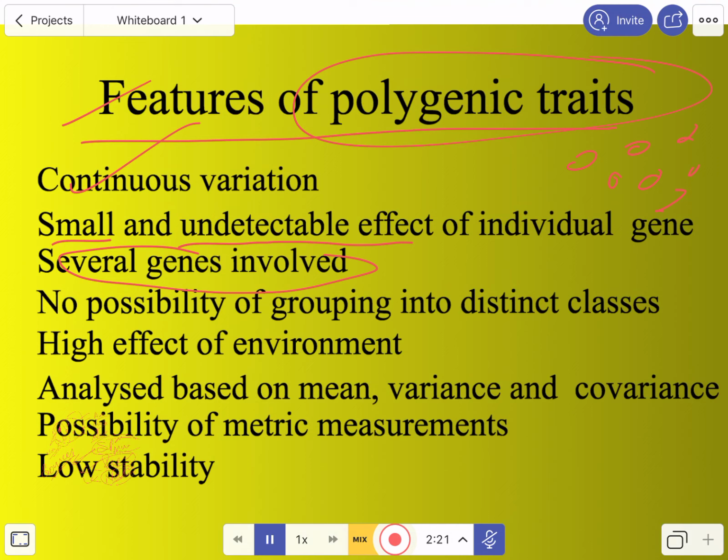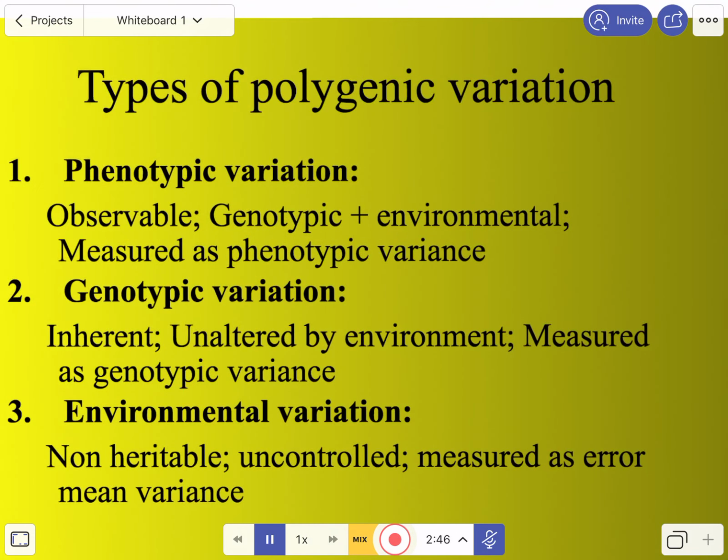High effect of environment, they are based on the mean, variance and covariance. Since they are based on the mean, variance and covariance, there is a possibility of metric measurements, and they are comparatively low stable because they are highly affected by the environment. Now let's talk about the different types of polygenic variations. There are three types of variations: phenotypic variation, genotypic, and environmental variations.